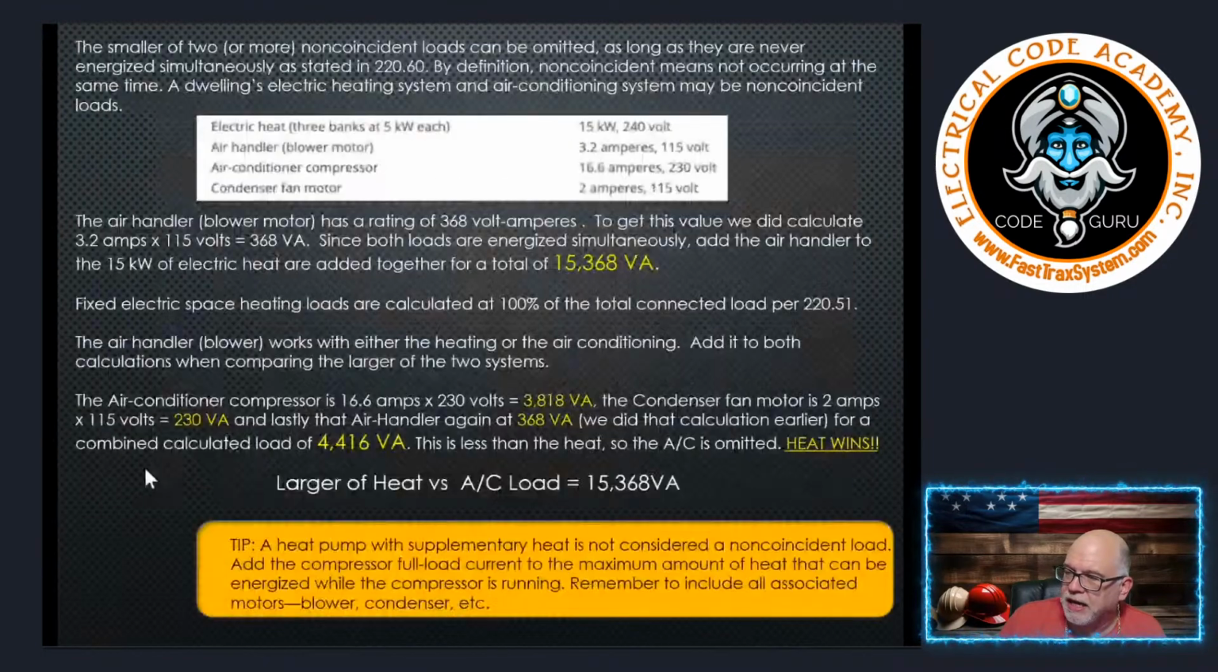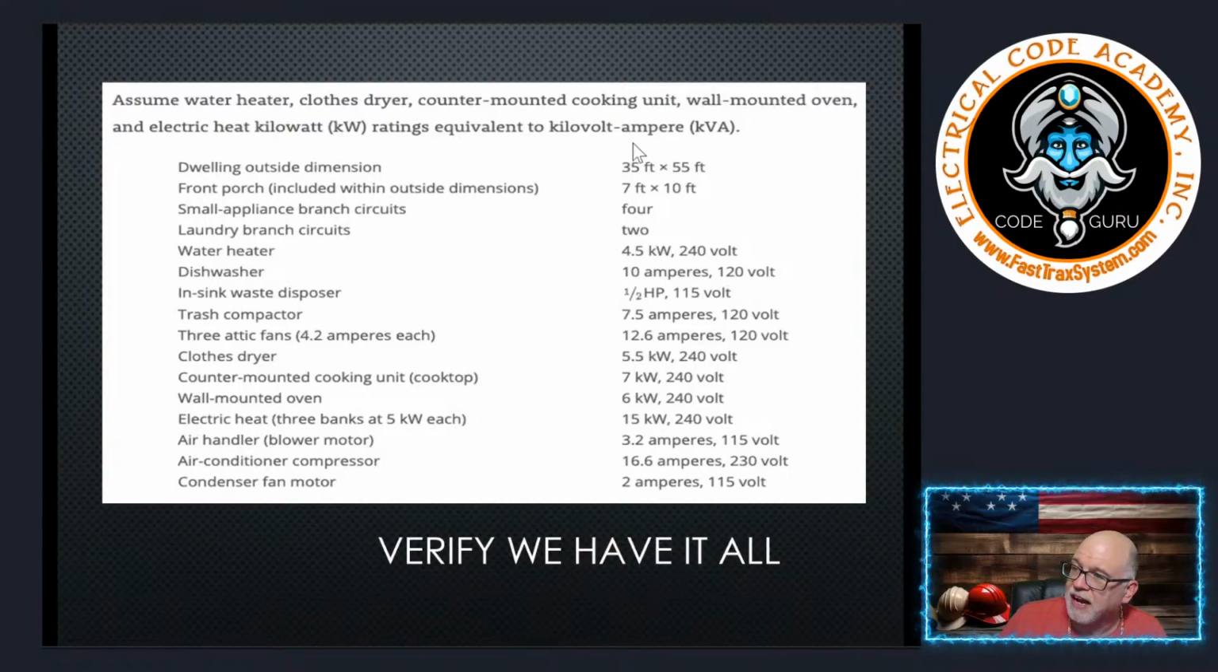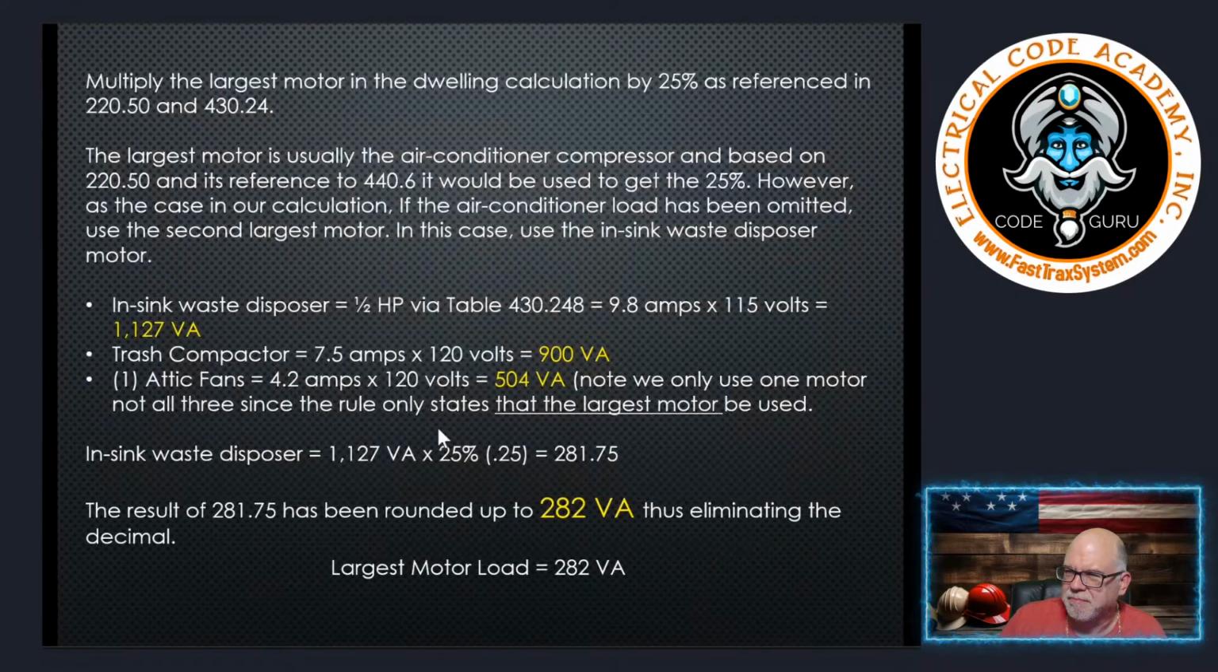All right, so in our case, we've pretty much got all of our values. We've got everything that we see here. But we're not done yet. This is the one that confuses a lot of people. We have one more step. We have to find the largest motor. This is interesting because so many people get confused by this, and they go, Paul, where does it say in the code to take the largest motor at 125%? You've got to bear with me here and follow me.